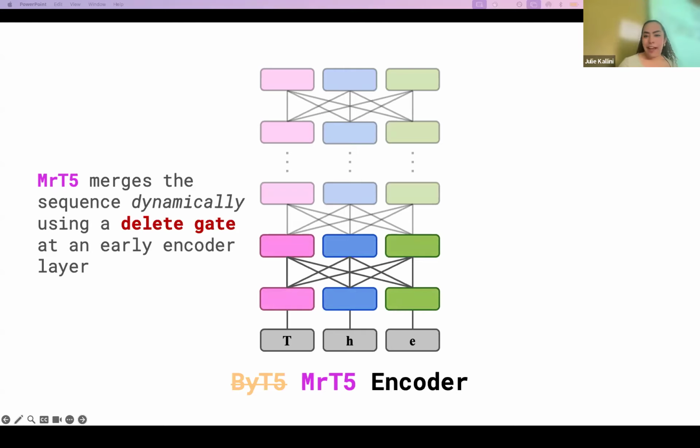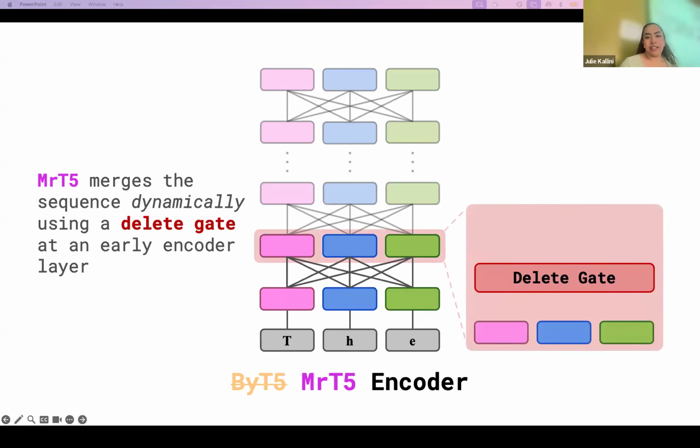or elegant. So after processing through a fixed number of encoder layers, MrT5's delete gate takes in the contextual hidden states for the byte sequence and outputs a sequence of numbers that tells you which tokens can be deleted from the sequence and which can be retained to be processed by future encoder layers.